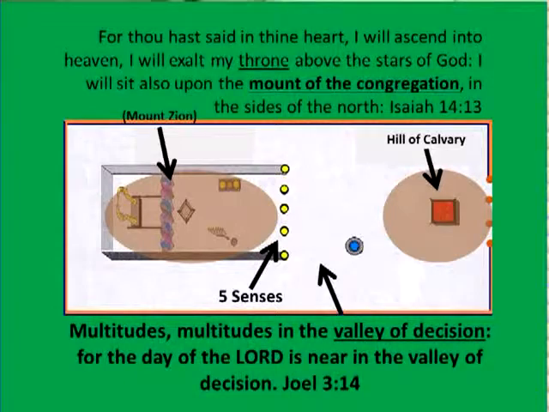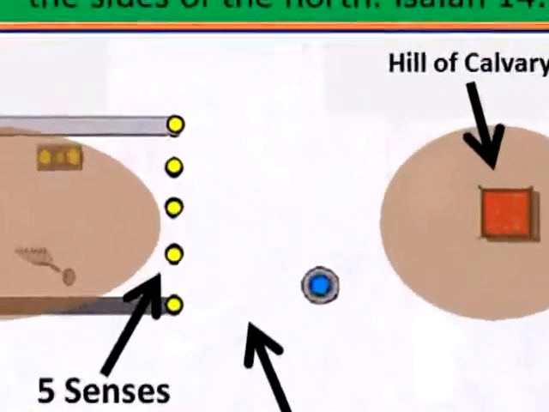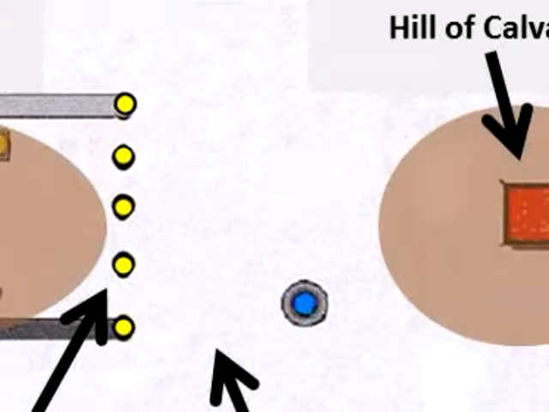So when you plug that text in, you suddenly discover that here at the five senses, in that area, you have a decision process taking place. And we know that we're supposed to be guarding our senses. So here is a decision that's taking place where we have to decide whether we're going to guard our senses or not.